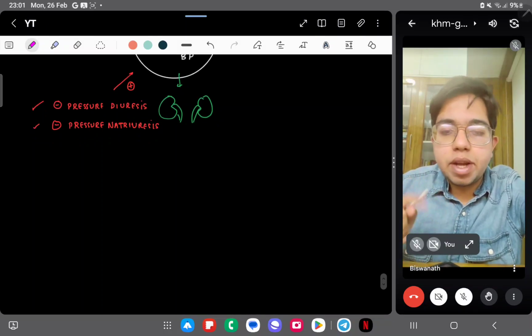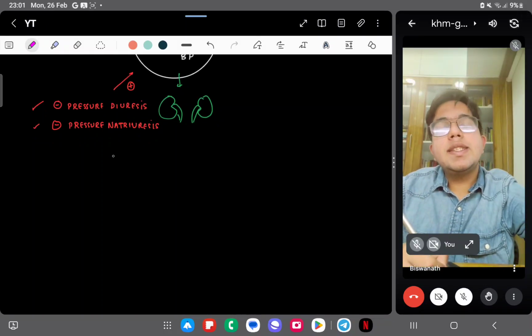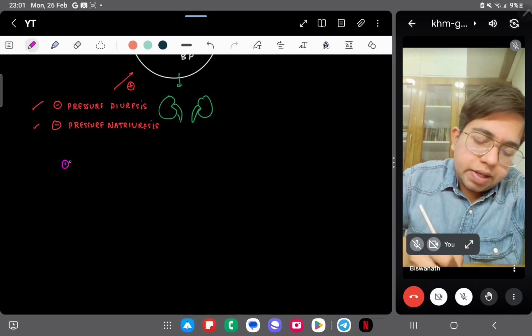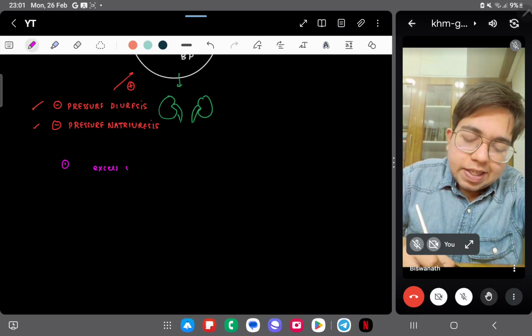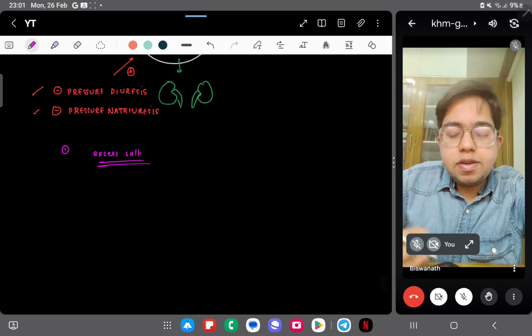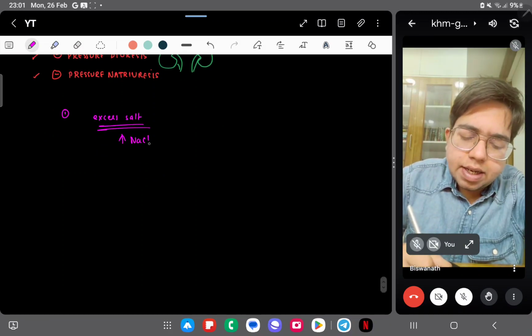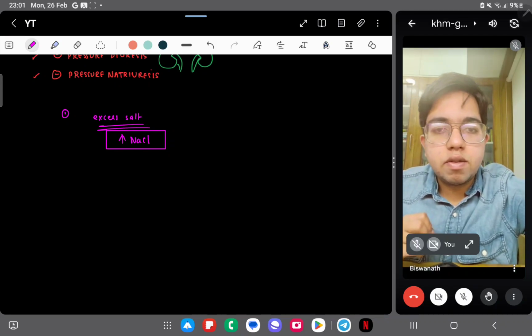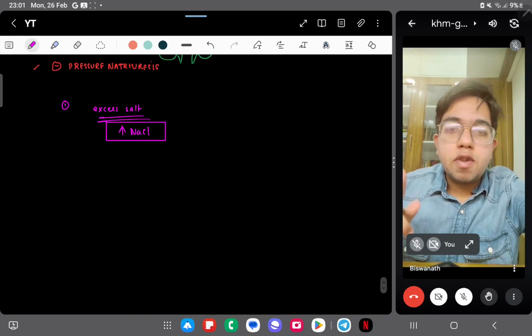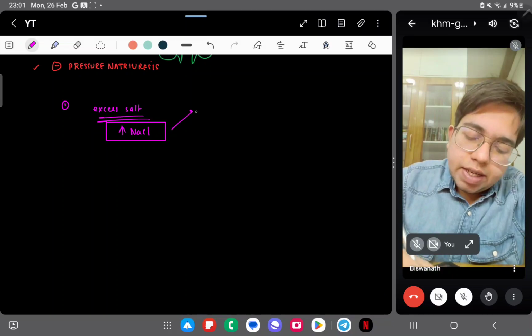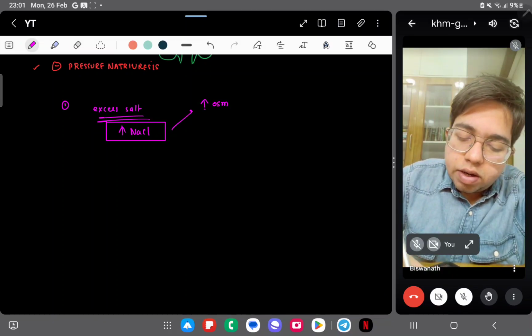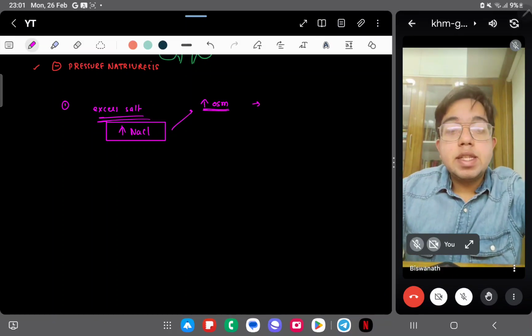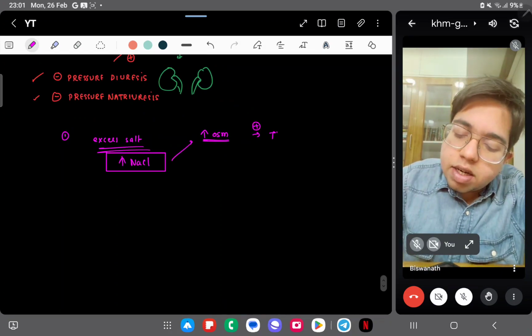Okay, it will act now. Basically, I'm talking about the RAS mechanism. Let's say we have excess salt. I'm taking a situation. Let's say we ate excess NaCl. You ate salt, anything you want. First thing, it will increase the osmolarity. You know about that. If it increases the osmolarity, it will increase your thirst.